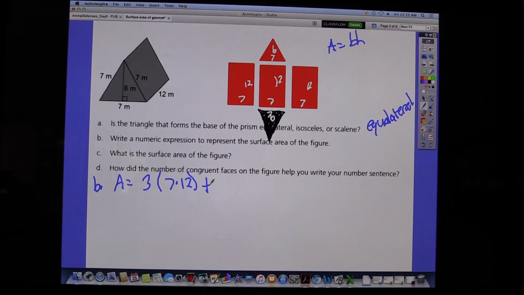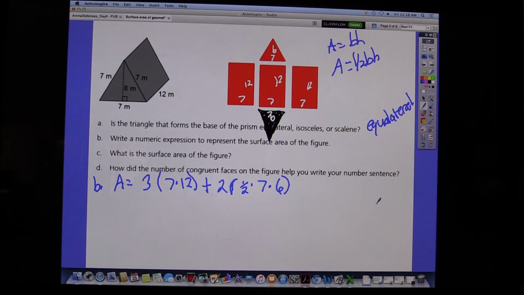And I'm going to add that, and since we have 2 triangles that are congruent, and the area formula for finding the area of a triangle is half times base times height, I could say that, I'm going to say 2 times 1/2 times the base, we'd say is 7, times the height, 6, and leave it like that. So this could be a numeric expression to represent the surface area of the figure.